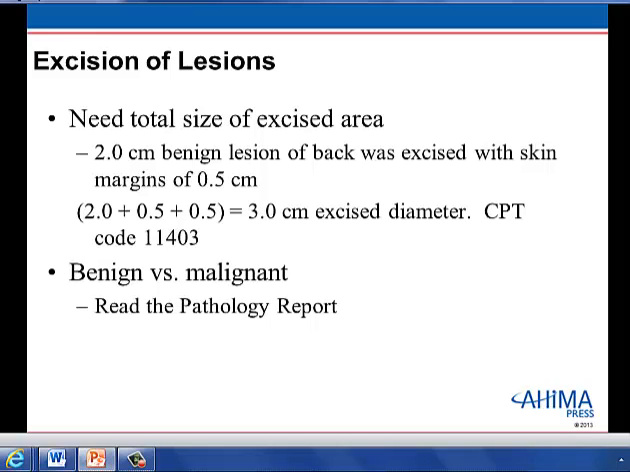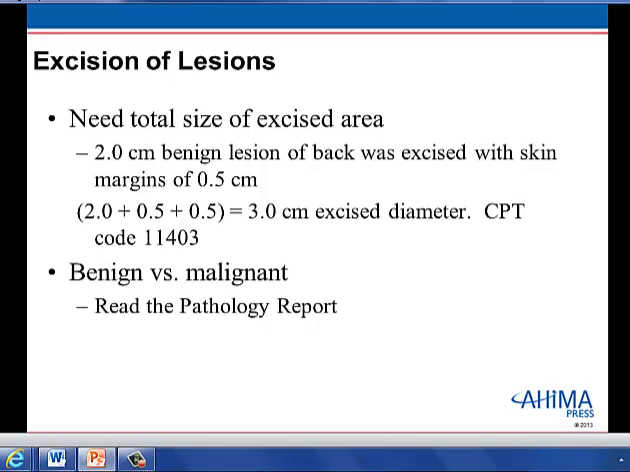The pathology report typically provides the specimen size rather than the lesion or excised size. This is because the specimen tends to shrink. But this is not an accurate measurement according to the intent of the code assignment. Inches should be converted to centimeters when necessary.